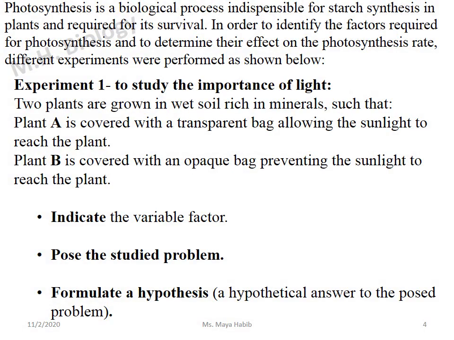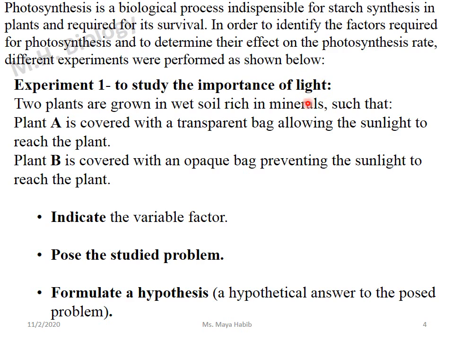We already know that photosynthesis is a biological process that takes place in plants, to synthesize organic food substances, mainly starch, and this process is essential for plants' survival. In order to identify the factors required for photosynthesis and to determine their effect on the photosynthesis rate, different experiments will be performed and we are going to analyze the obtained results to reach an adequate conclusion. The first experiment is done to study the importance of light.